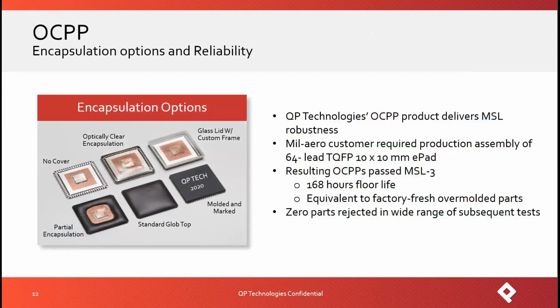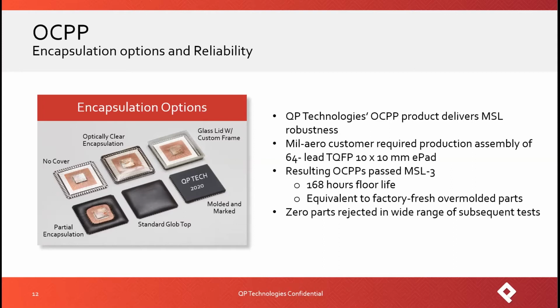One of the thoughts I would mention about OCPP is that not only do we have an open cavity package, you then can configure it in many different ways. Here's just some examples, 6 variations on a theme. And one of the concerns historically has been that when you have this package that basically has been reworked or opened, when you remold it back to its original JEDEC criteria or standard, what is the performance like?